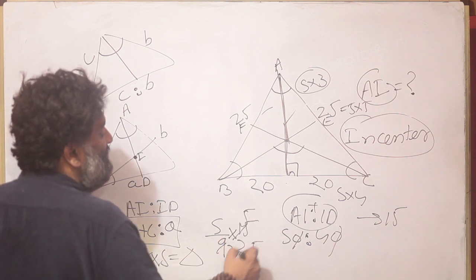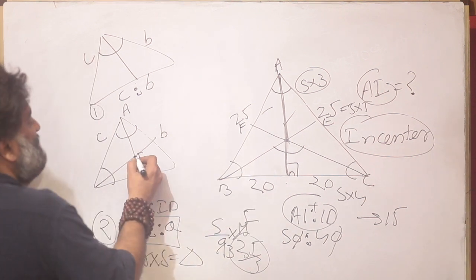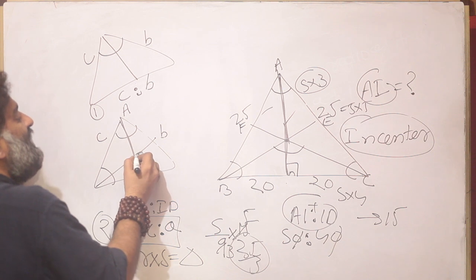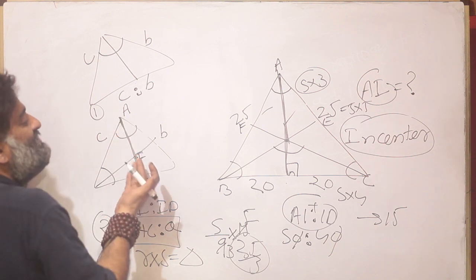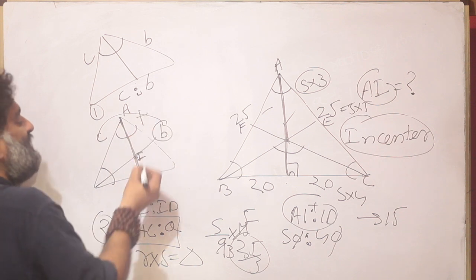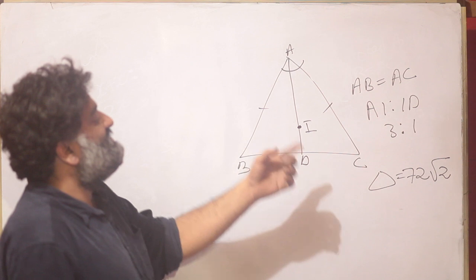So 25 by 3. So a quick revision of this idea: where the angle bisectors meet, the incenter divides the angle bisector in a certain ratio. What is that ratio? The ratio is: add these two sides and connect it to the third one. So this is our next problem.